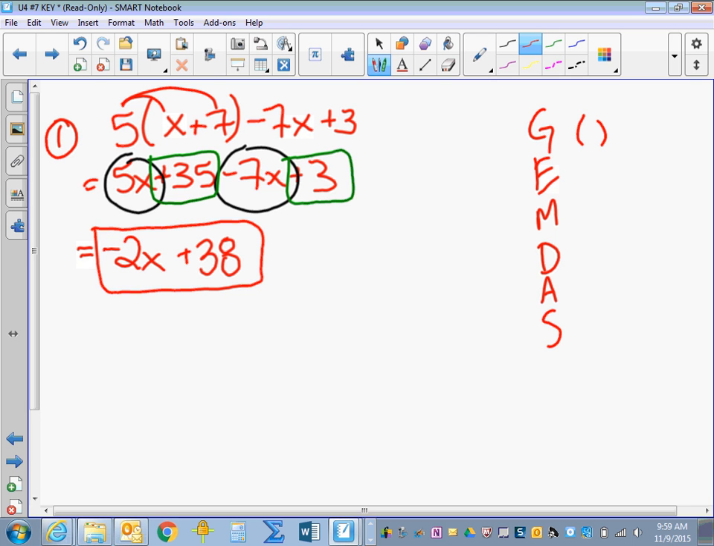Why can I not combine negative 2x and 38? Because you don't know what x means. Right. 38 does not have an x. These are not like terms. Some of you are still combining those together.